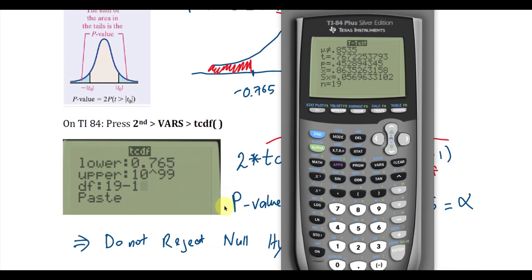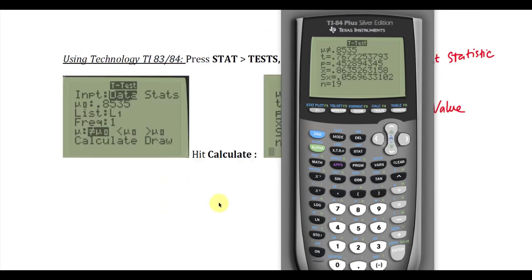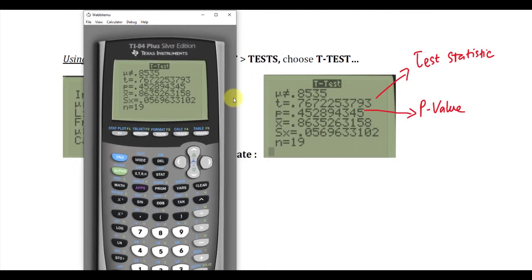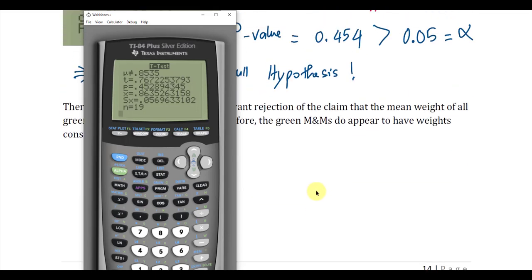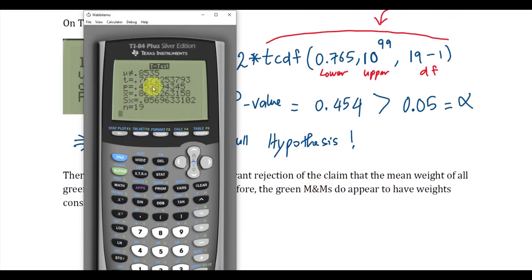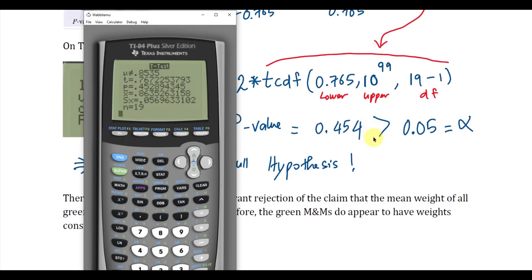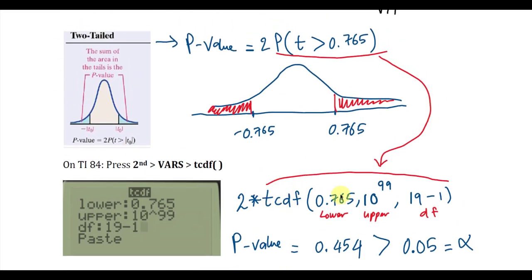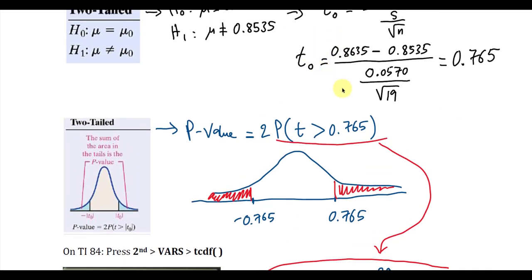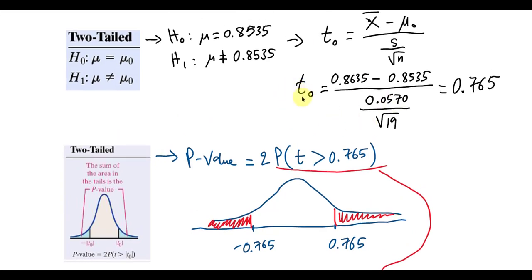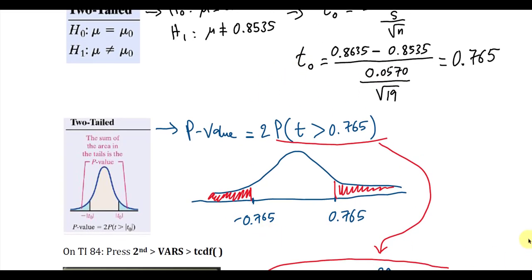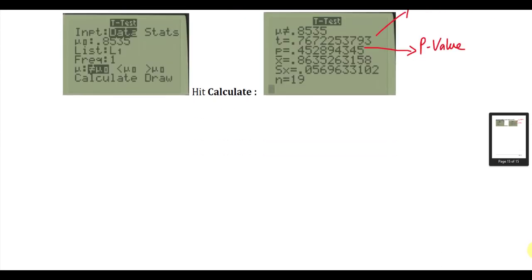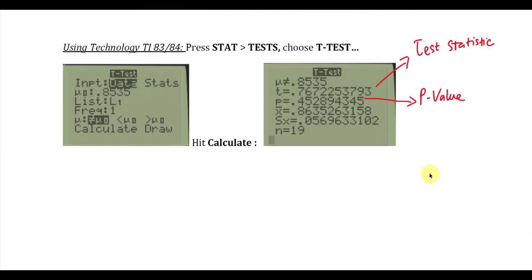Then you get your t-test output. It displays everything that you need in this problem. This value, the t, is your test statistic, and the small p here is your p-value, which is exactly what we got here, 0.454. So if you can use the TI-84, you're going to get the answer right away. There's no need to go over this step or even find this t naught value. Everything will display for you instantly if you use the TI-84 for the testing.